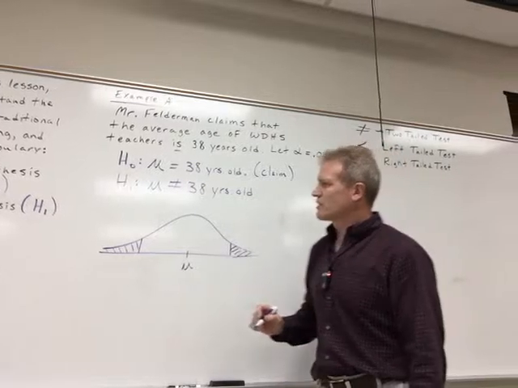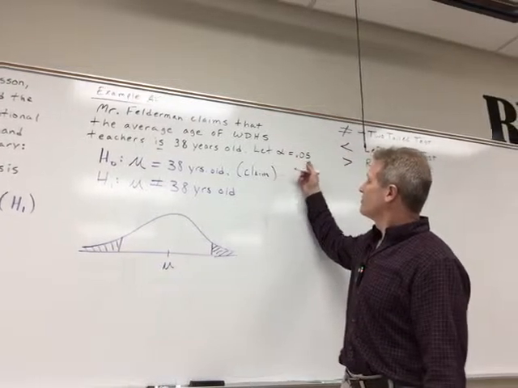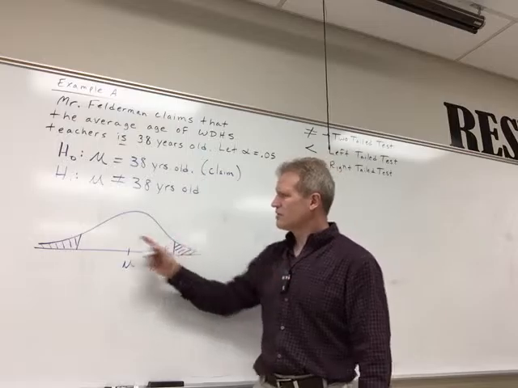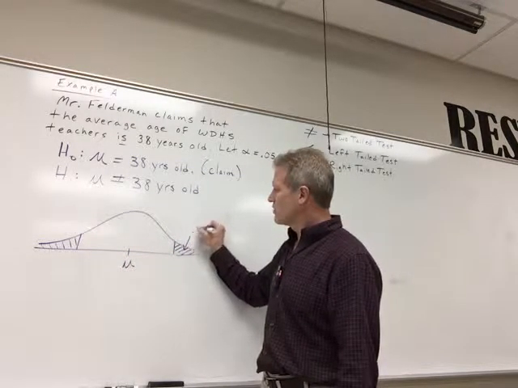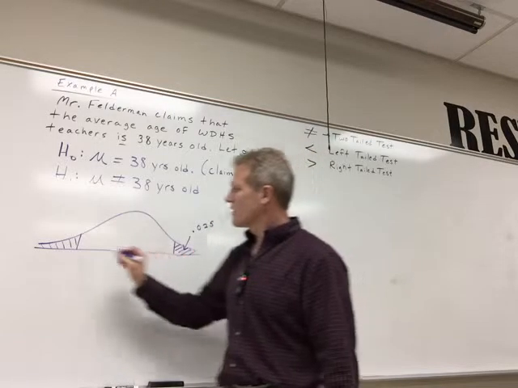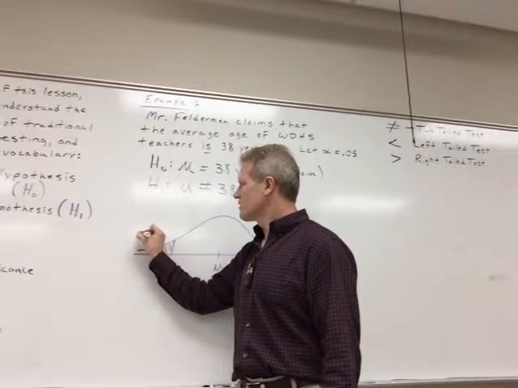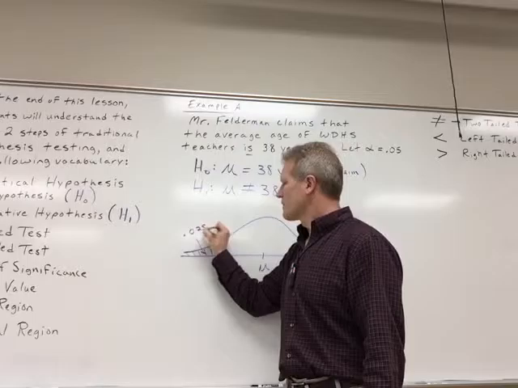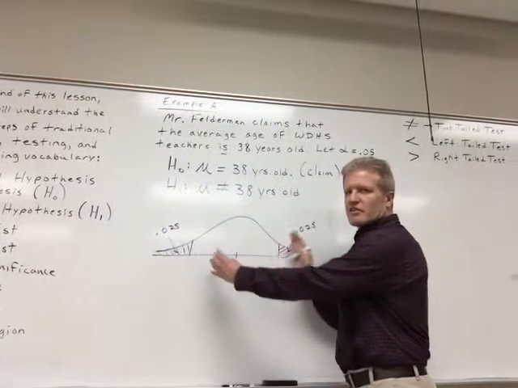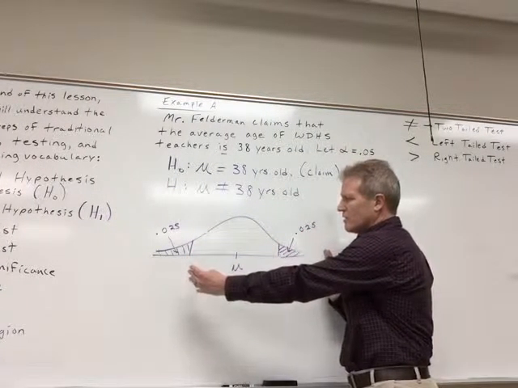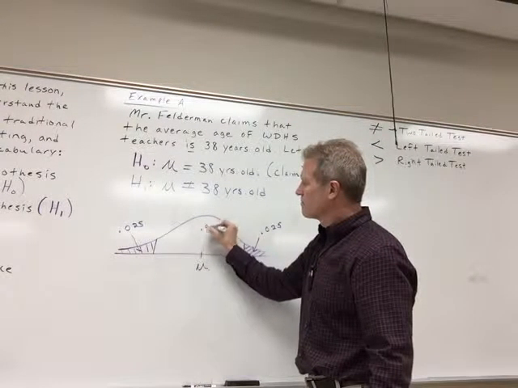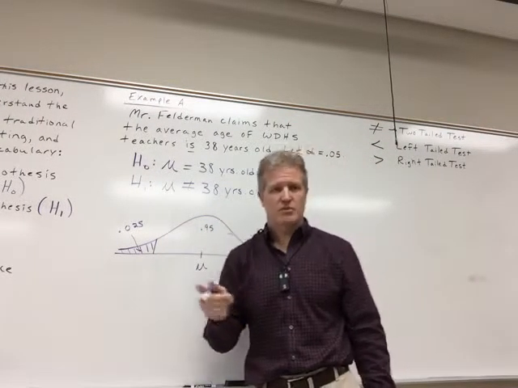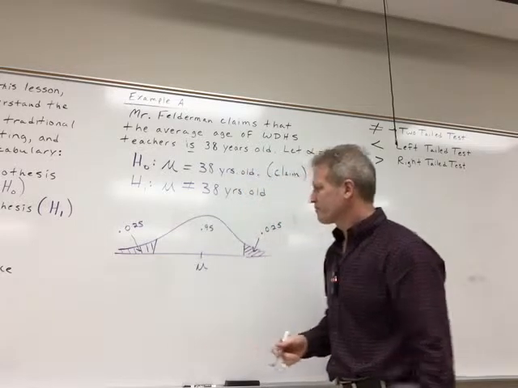Now, we're using a significance level of 0.05. What that means is that the area of these two tails combined is 0.05. So half of 0.05 is 0.025 in the right tail and 0.025 in the left tail. So 5% of the area is outside in the tails, 95% of the area would be in here. This will look very similar to doing a 95% confidence interval.